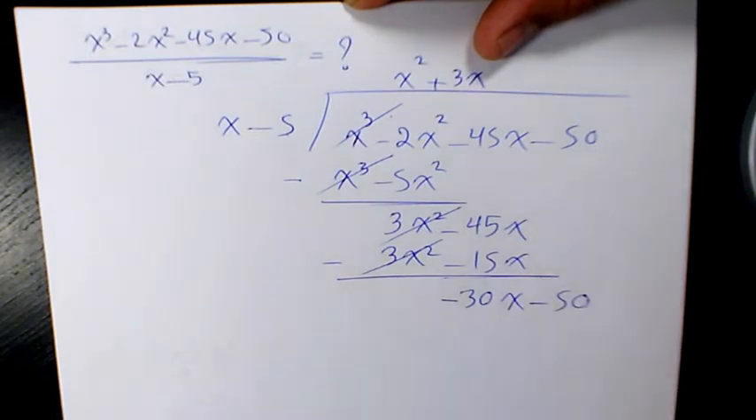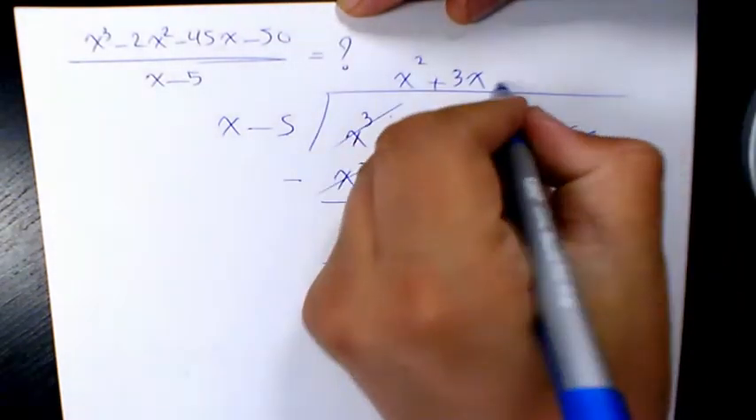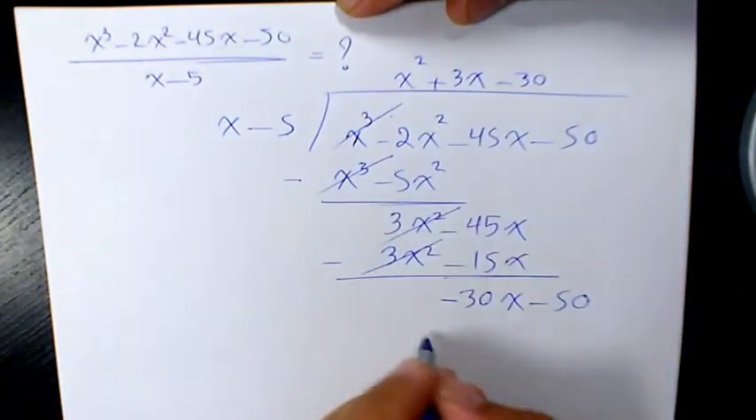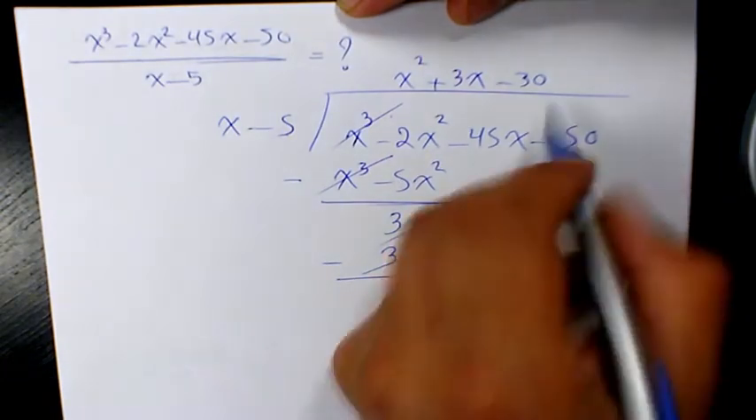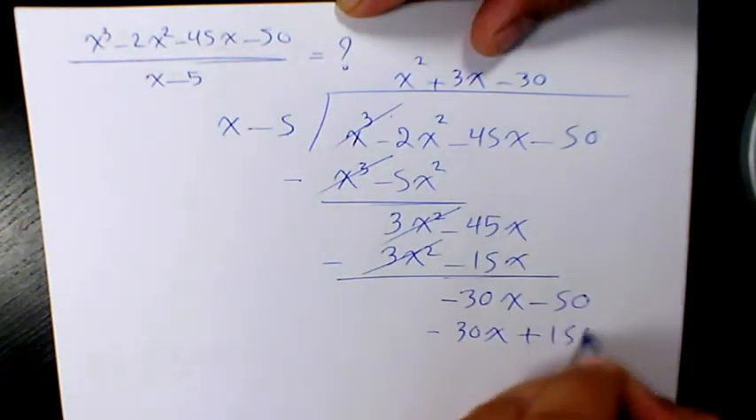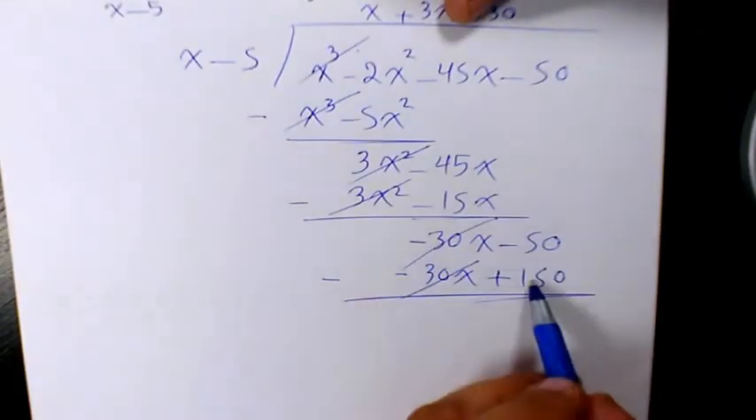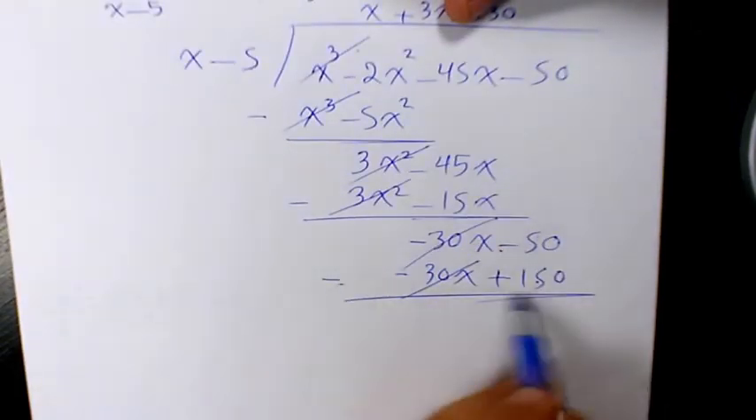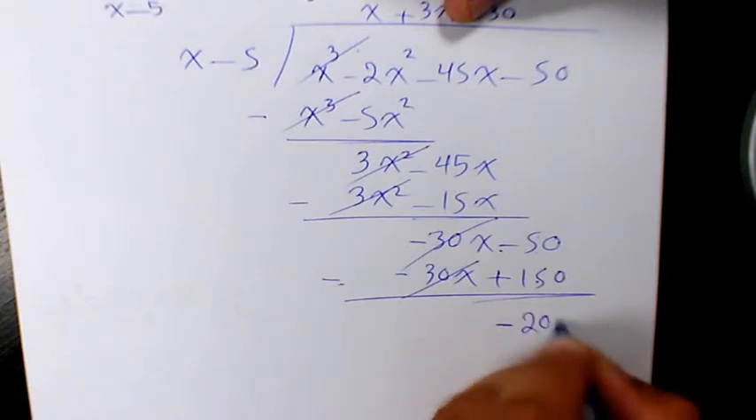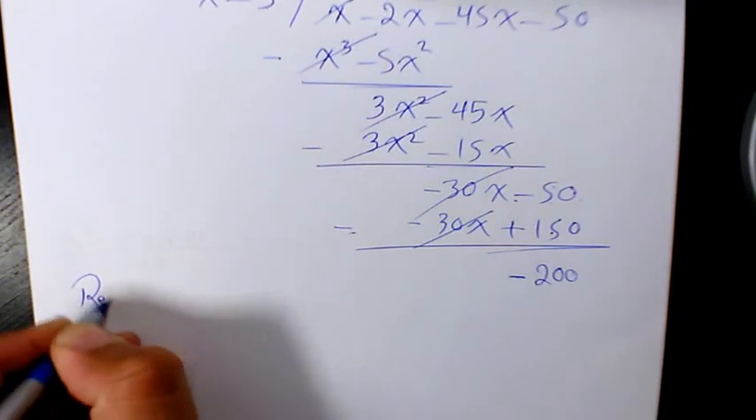So what you can do here, negative 30x divided by x, that's going to be negative 30. Negative 30 times x, negative 30x. Negative 30 times negative 5 is going to be 150. So when you subtract it, these two cancel out. Negative 50 minus 150 is going to be negative 200. So remainder is negative 200.